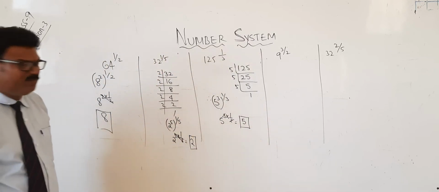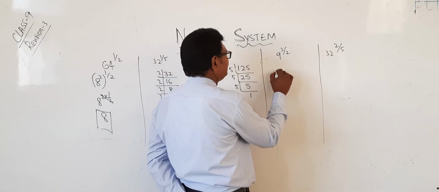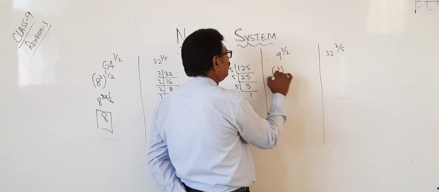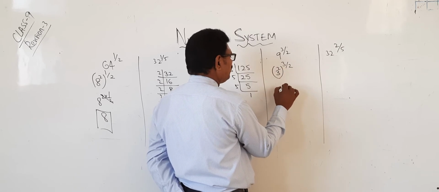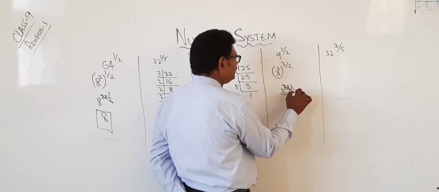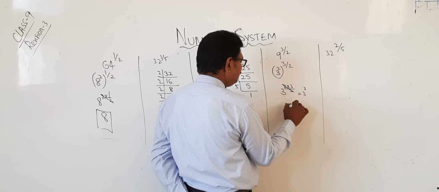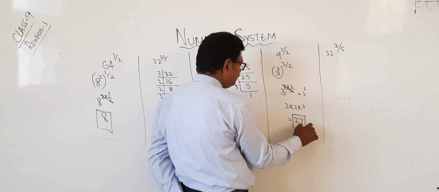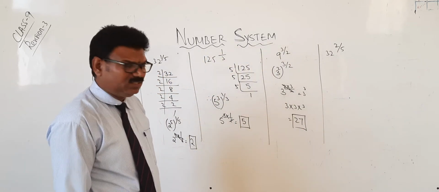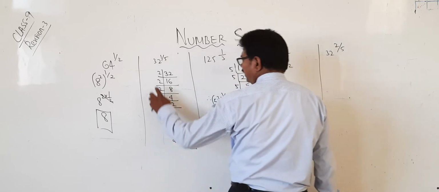So very simple problems. Next, here 9, we know that it is nothing but 3 square whole to the power of 3 by 2. Therefore 3 to the power of 2 into 3 divided by 2. 2 cancel. It is nothing but 3 cube. 3 into 3 into 3 is nothing but equal to 27. Any doubt? Yes. Next.